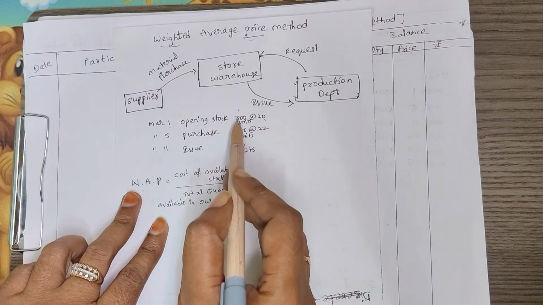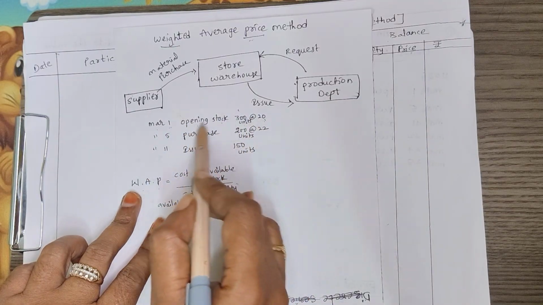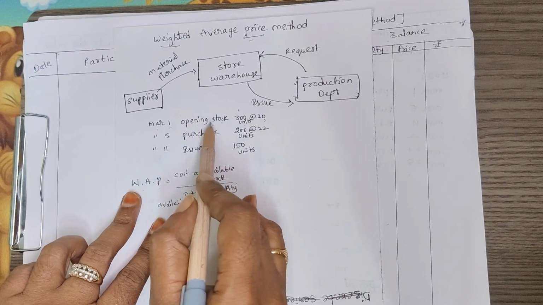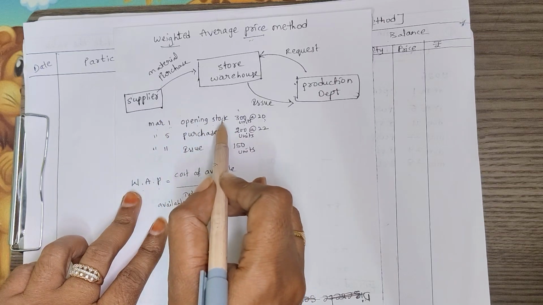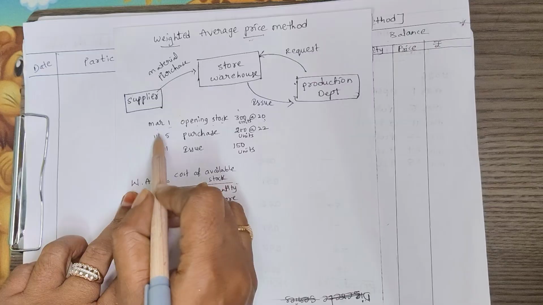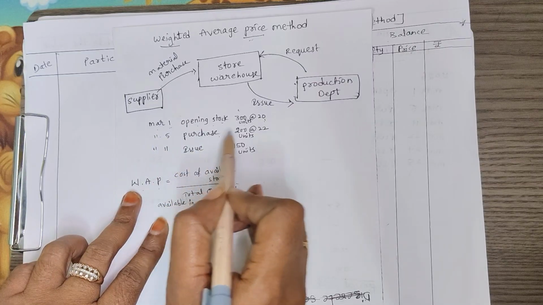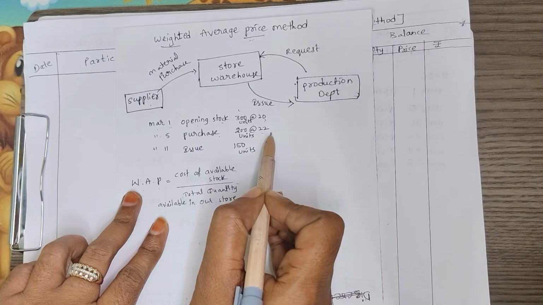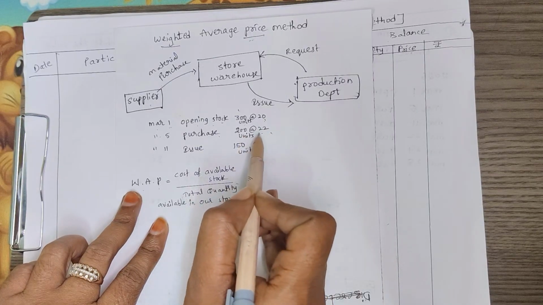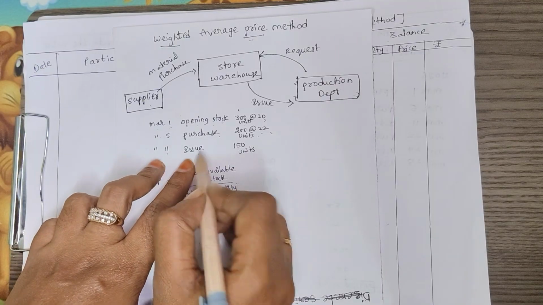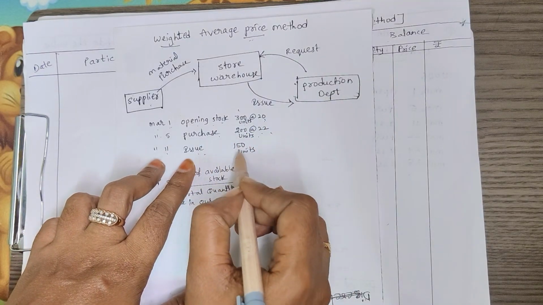March 1st, opening stock 300 units at the rate of 20. So what is this opening stock? Last month's closing stock, unused stock in our store, is called the opening stock for this month. So we have an opening stock of 300 units in our store. Then on 5th March, we again purchased 200 units from our suppliers at the rate of 22 rupees. So the cost of 1 unit is 22 rupees. We purchased 200 units. And on 11th March, we have a request from the production department to issue 150 units.